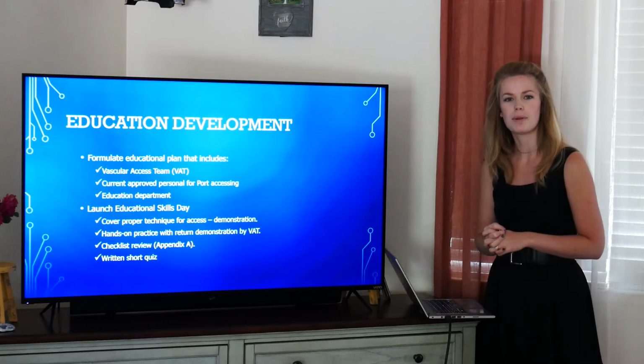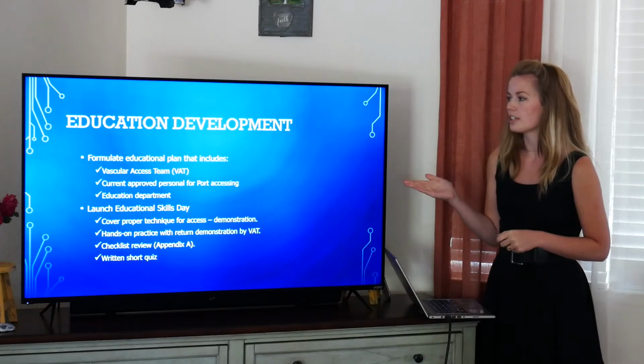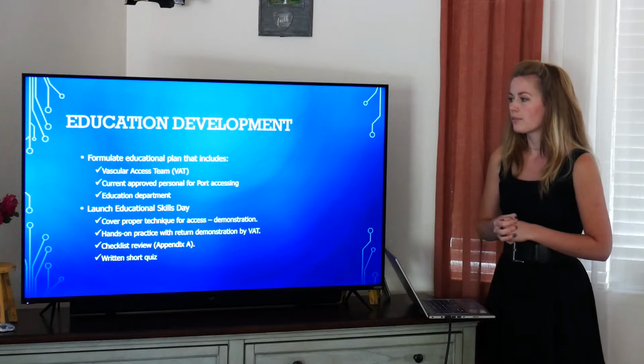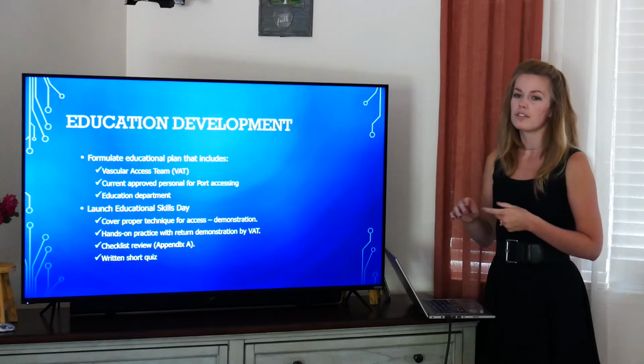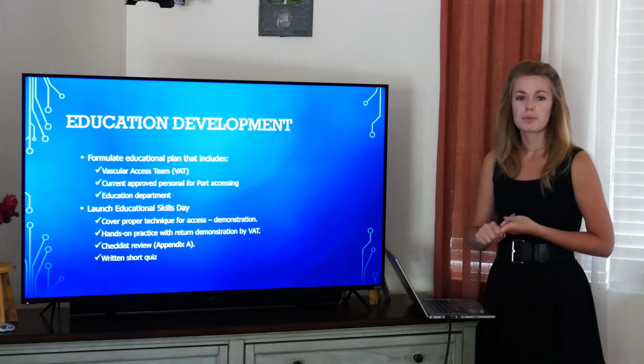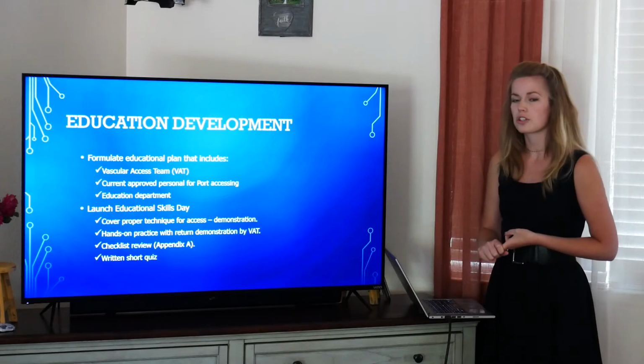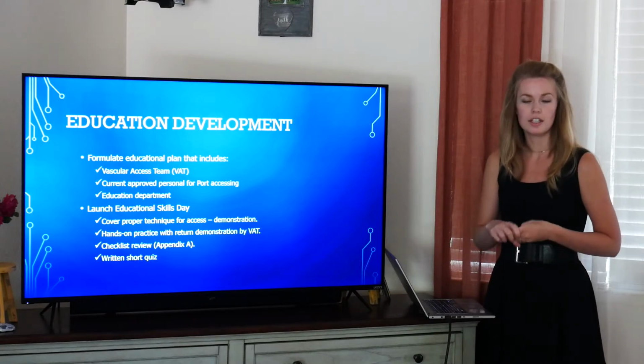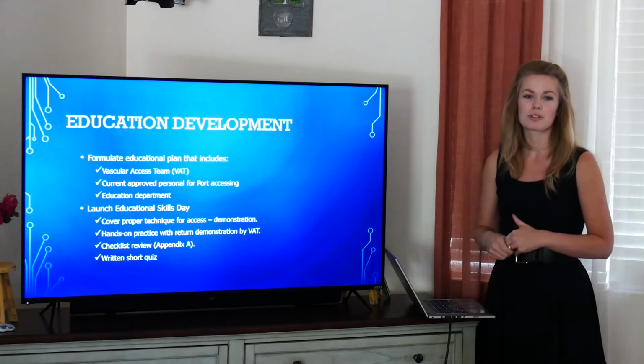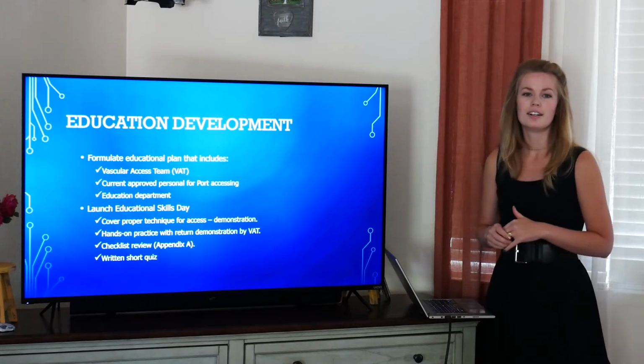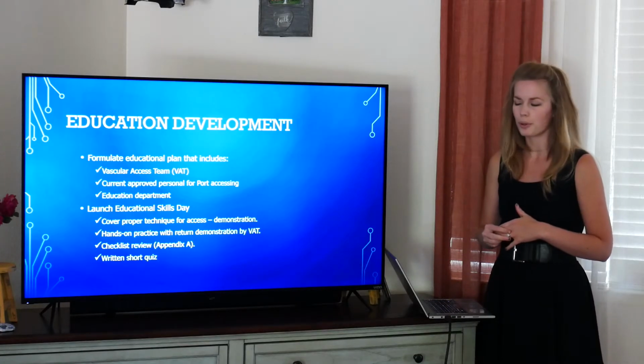After we've gathered the feedback, we'll come to step 2, which is the education development. We're going to formulate an education plan that involves the vascular access team, current people who are accessing ports, and the education department so that we can gather together and develop a skills day in order to practice this skill of accessing an implanted port.